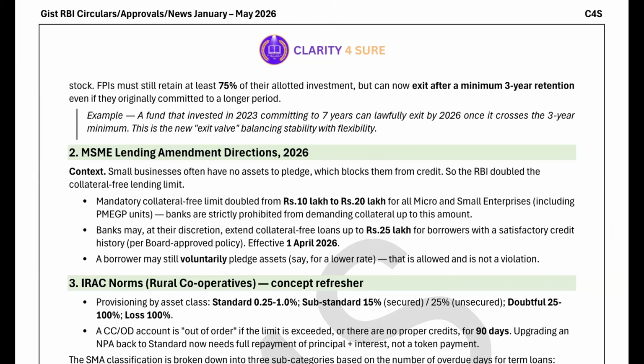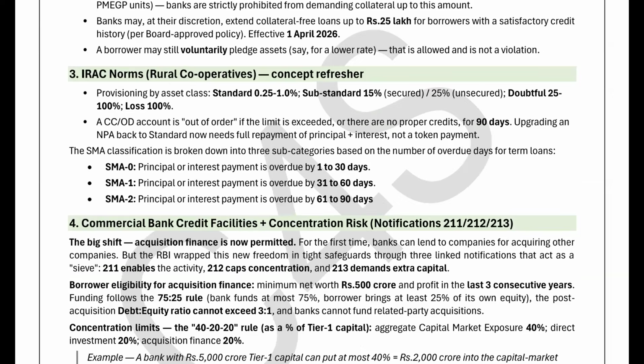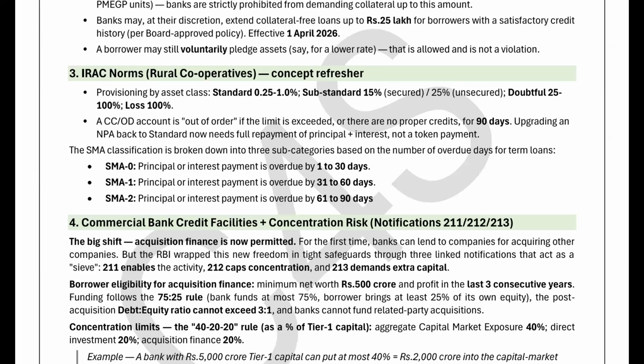So now the third circular news, which is important. It is not that important, but you should read it. That is IRAC norms, rural cooperative concept refresher, which is provisioning. Provisioning क्या है? Can anyone tell me? Provisioning is the method of having bank should maintain own capital. Own capital. Bank, why bank is maintaining their own capital other than RDR?